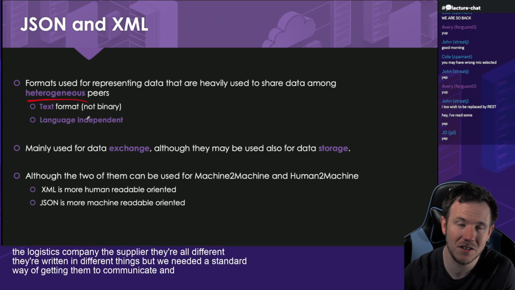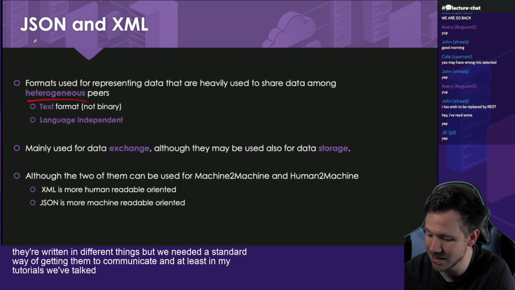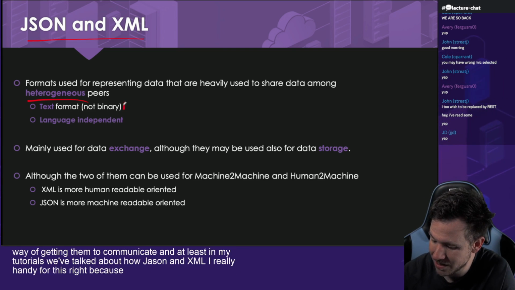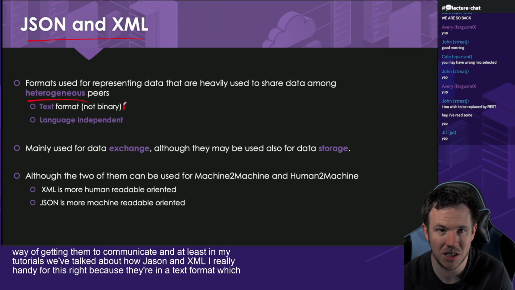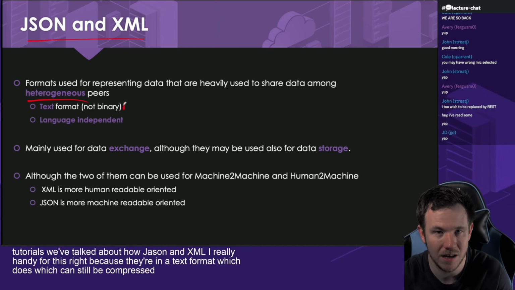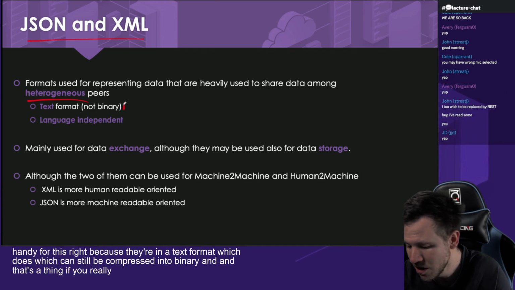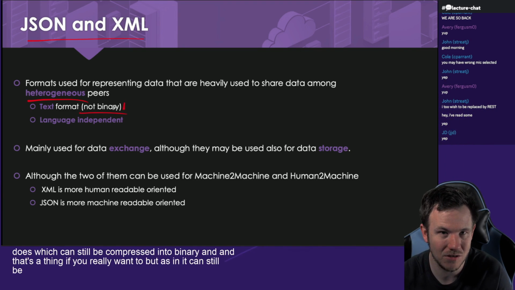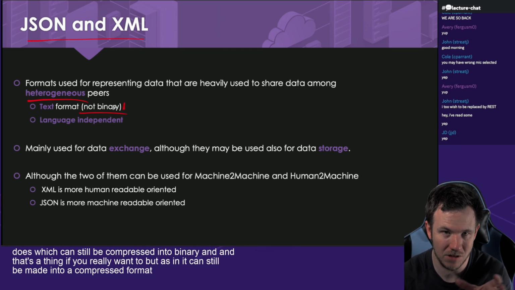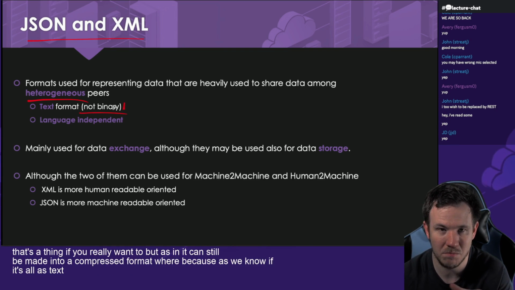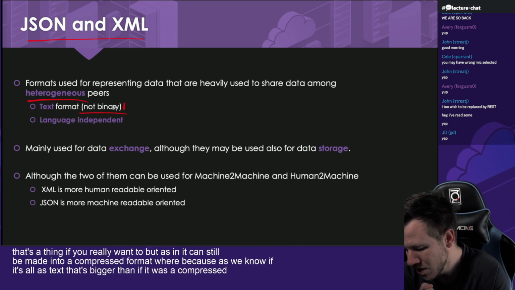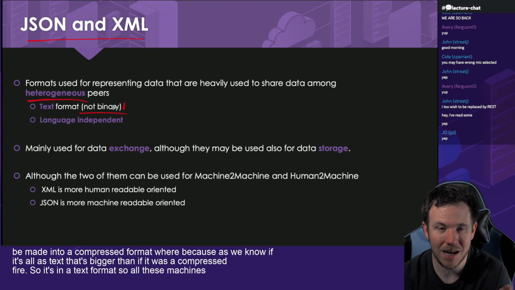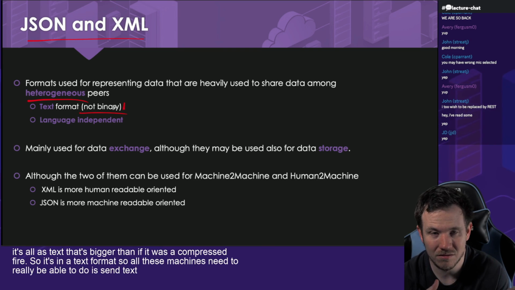And at least in my tutorials, we've talked about how JSON and XML are really handy for this, right? Because they're in a text format, which can still be compressed into binary and that sort of thing if you really want to, but as we know, if it's all text, that's bigger than if it was a compressed file. So it's in a text format, so all these machines need to be able to do is send text to each other over the protocol.